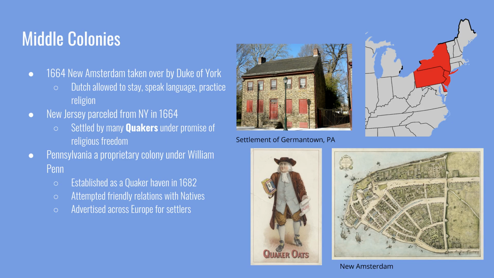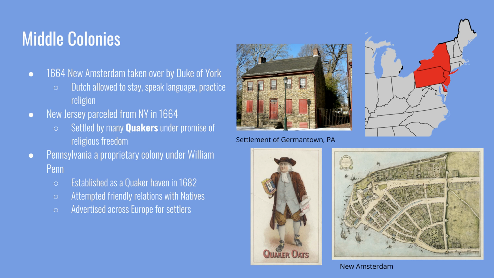New York used to be called New Amsterdam because it had been settled by the Dutch, and in 1664 it was taken over by the Duke of York, giving it its new name, New York. The Dutch that lived in the New York area were allowed to stay, continued to speak their own language, continued to practice their own religion, and then New Jersey was parceled out, taken from the rest of New York.